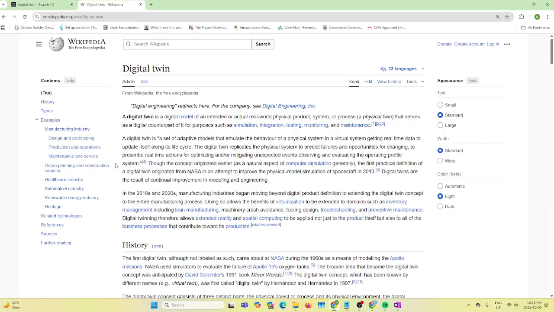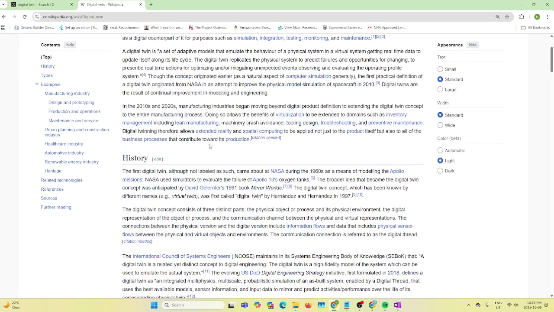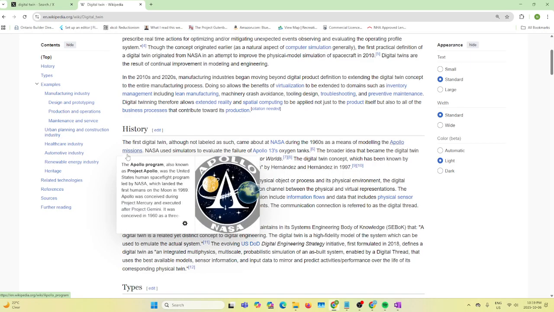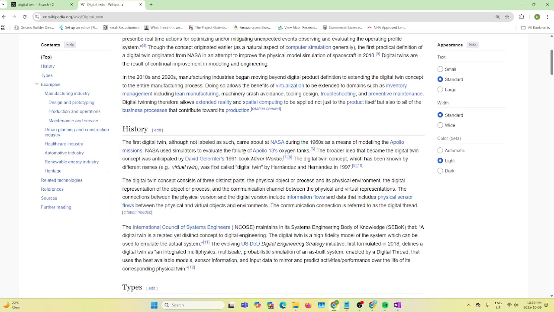So a digital twin is a digital model of an... yep. So this is where I think Google Gemini was that. Yeah, I think that was Gemini that got this answer right. Okay, history. The first digital twin, although not labeled as such, came at NASA during the 1960s as a means of modeling the Apollo mission. NASA used simulators to evaluate the failure of Apollo 13's oxygen tanks.